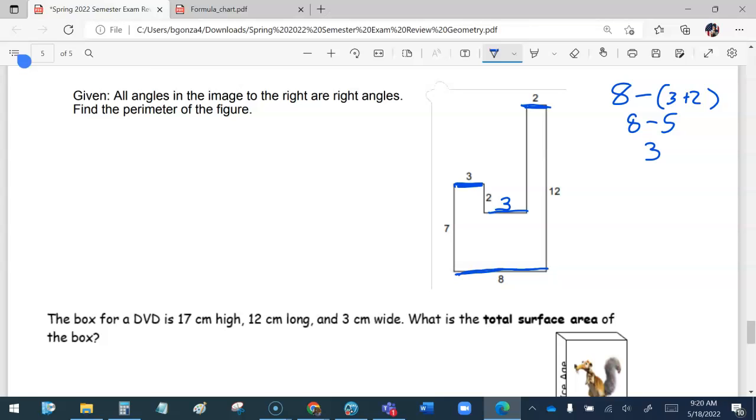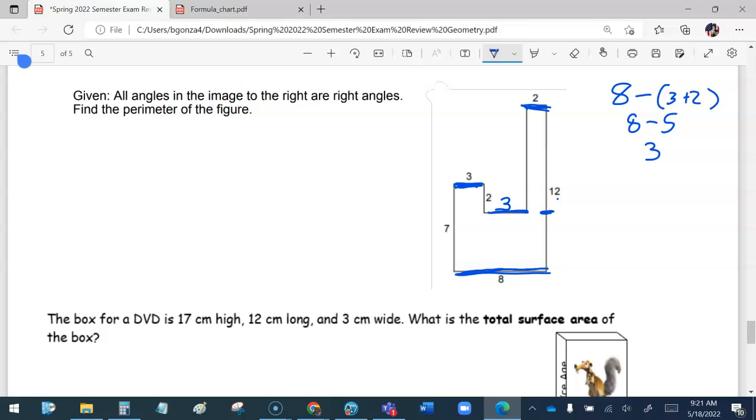All right, and here's why. 3 plus 3 plus 2 equals 8. Makes sense, okay? Now, here's the tricky part. I want to find this missing side up and down. Now, it's not going to be 12 minus 7, okay? That wouldn't work. I need to figure out what is this right here.